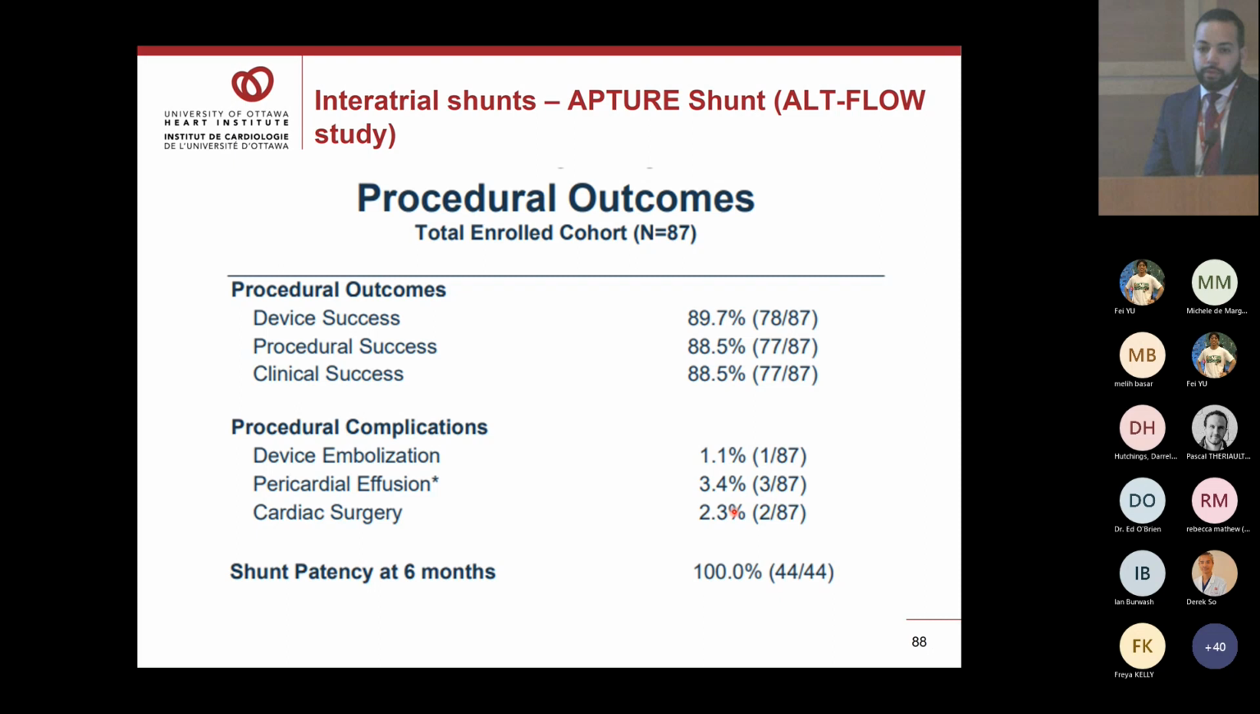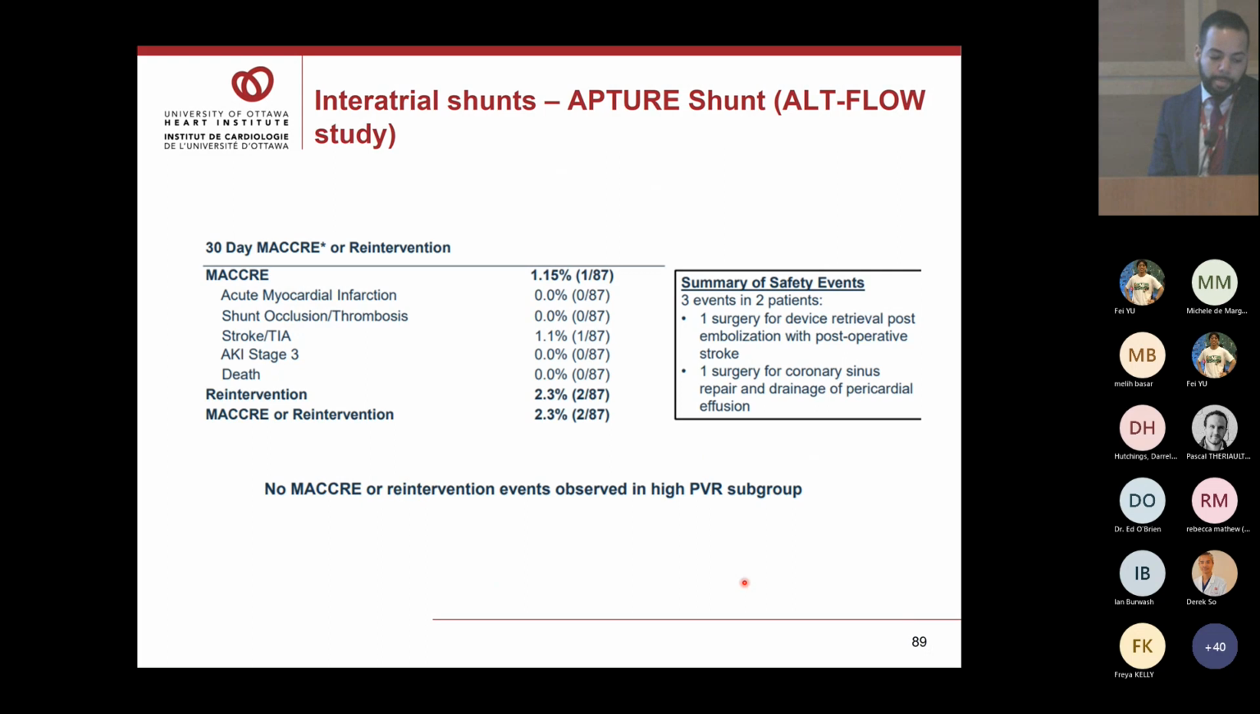And 100% of the shunts that were reassessed at 6 months were patent. So suggesting that these stay open and continue to shunt at 6 months. I mentioned the low event rate. Of the 2 reinterventions, one was for device retrieval after it embolized. And then one surgery was for coronary sinus repair and drainage of a pericardial effusion. So low event rates.